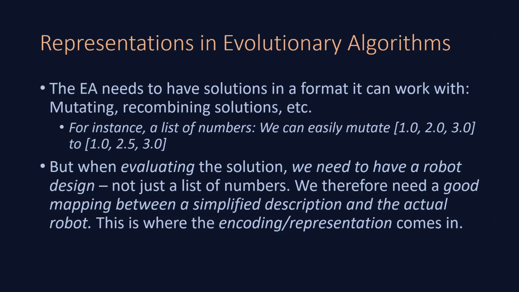But this list of numbers is not a robot design. To be able to translate this to a robot design, we need to find some mapping that tells us, based on this list of numbers, how we can build a robot. So there's a mismatch here between what we need to be able to adapt our solutions and what we need to be able to evaluate our solutions, which is a robot design. And that's what the representation tells us: how do we find this mapping from a list of numbers, or something simple to modify, to an actual robot design.